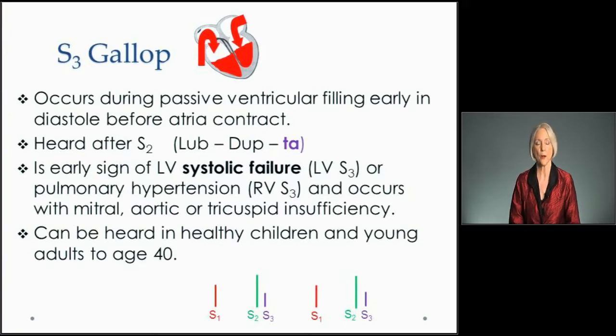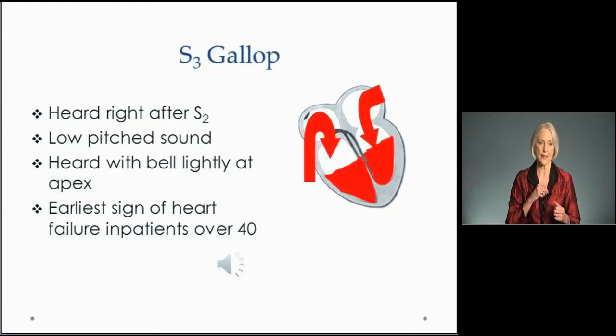And you probably were taught that you could use the words Tennessee and Kentucky to tell the difference between an S3 and an S4. That never worked for me. Tennessee and Kentucky sound the same to me, but this helps me. I believe, I believe. I is S1. Believe is S2 and S3. So I believe, I believe, I believe. Lubdupta, lubdupta. So that may help you. So let's listen to an S3 gallop.